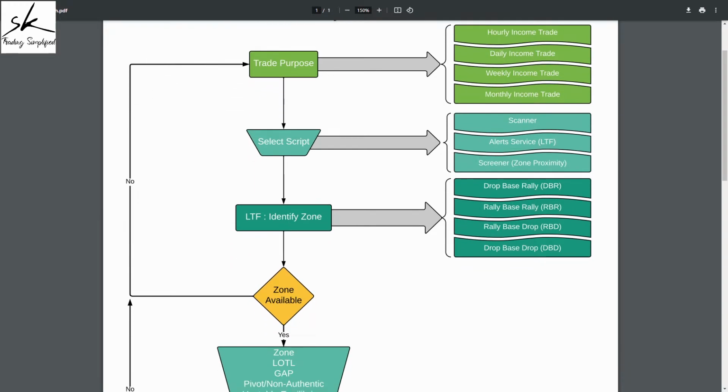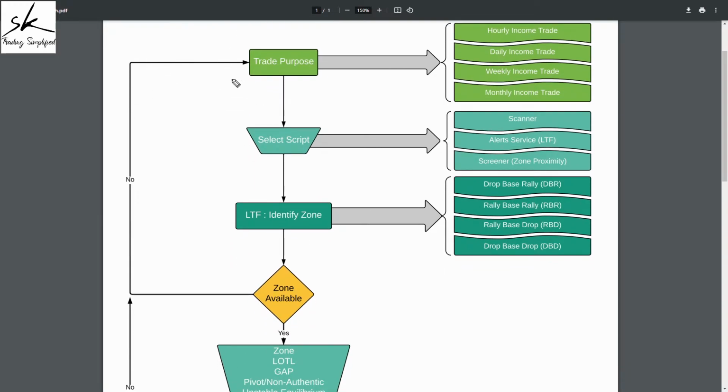So what is our step number one when we start planning our trade? Our step one is we need to define our trade purpose. And what do we mean by trade purpose? Trade purpose basically implies the expected duration of the trade. And the duration of the trade is from the time you enter the trade to the time you exit the trade.